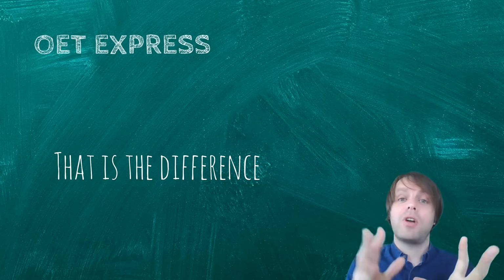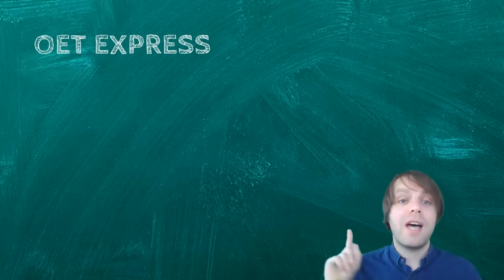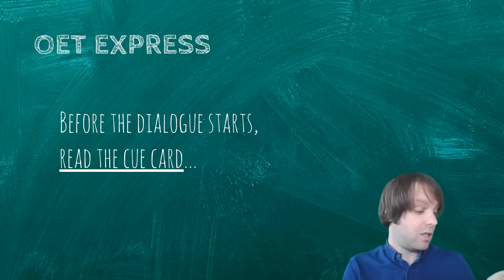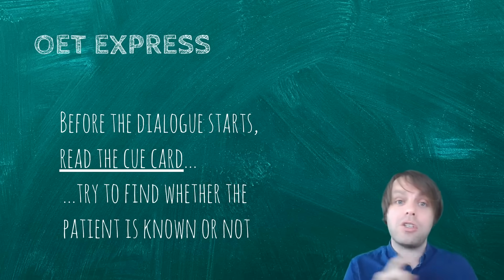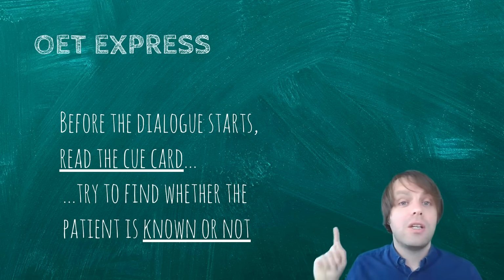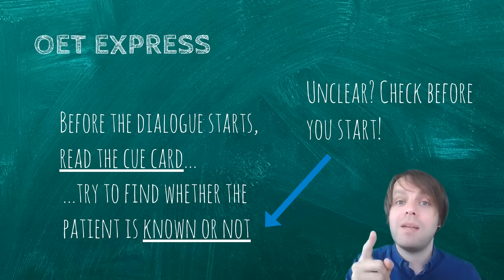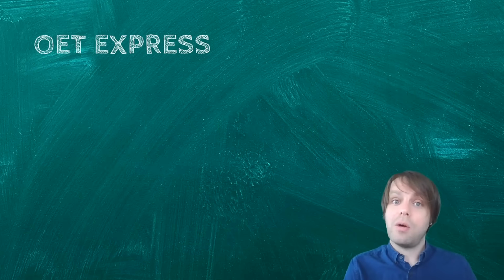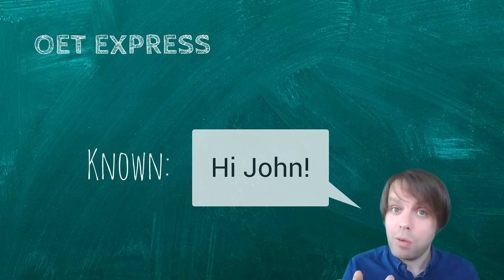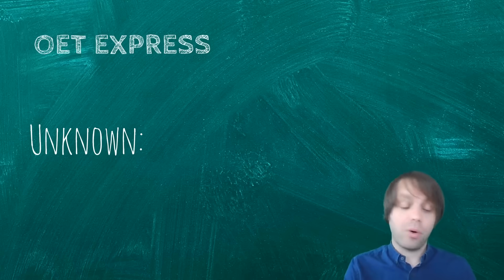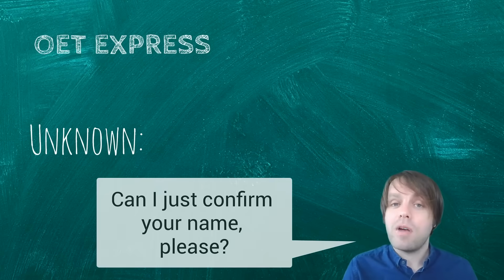So just to summarize again, okay? Before the dialogue starts, read the cue card. Try to find whether the patient is known or not. Are they known or not? If it's unclear, check with the interlocutor in the 3 minutes before you start, okay? When you start the dialogue, you can start with, hi John, if you know them, and if you don't know them, something like, you need to say at some point, can I just confirm your name, please?